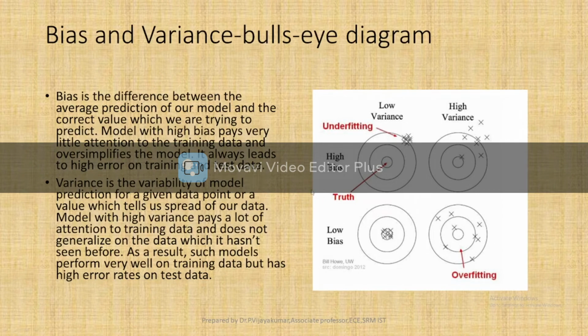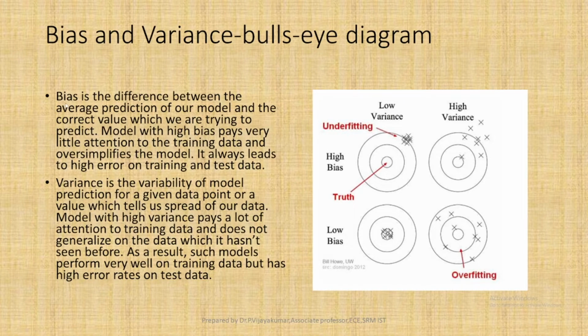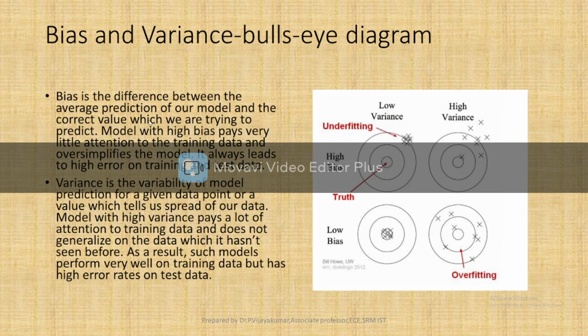Bias and variance with the help of the bull's eye diagram. It is a very important concept in machine learning. Bias is the difference between the average prediction of our model and the correct value which we are trying to predict. Bias is the difference between the average predicted value of the model minus the correct value which we are trying to predict.